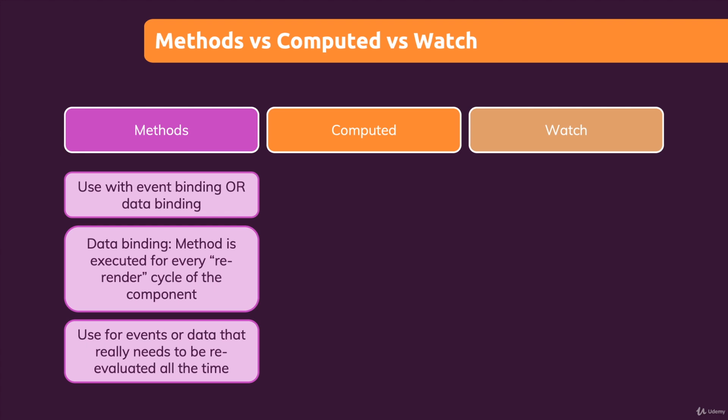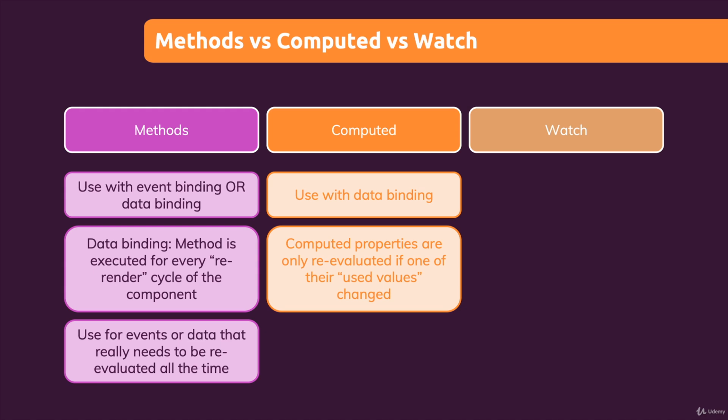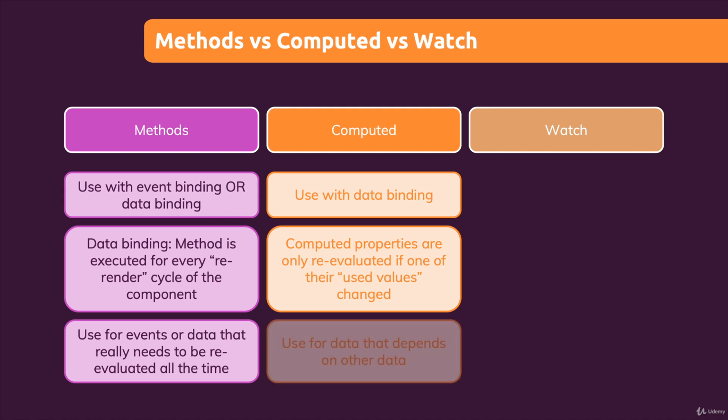Or for data binding, so with double curly braces, for example, if you really want them to re-execute whenever something changes on the page. Otherwise, use computed properties, because those can only be used with data binding. You don't use them with event binding. And computed properties are great to derive data that's based on other data, with the advantage that they will only be re-evaluated and re-executed by Vue if the dependent data changed. So if the data used inside of the computed property changed, they will not be re-evaluated if some other data changed. And therefore, use them for data that depends on other data.